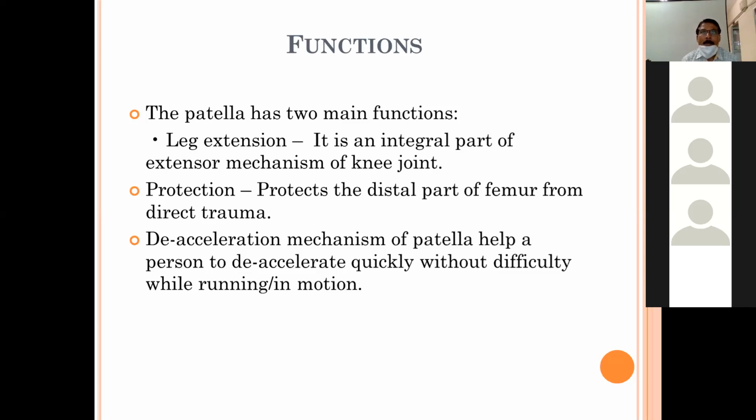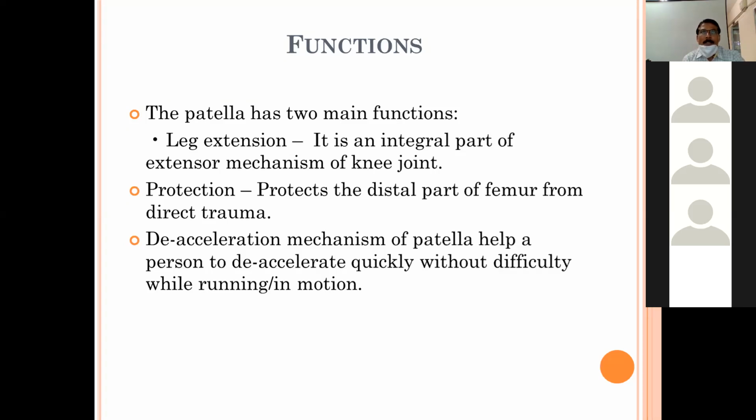The integrity of all these structures is important for effective extension of the knee joint. If there is a break or discontinuity in any part of the extensor mechanism, it leads to inefficiency in extension of the knee joint. That is one very important functional point. Another point is protection. The patella acts like a shield, a seal to the articular surface of the femur.